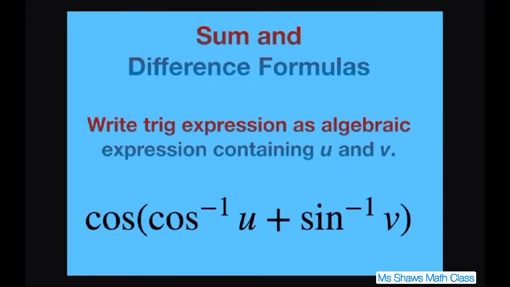Everyone, we're going to write this trig expression as an algebraic expression containing u and v. So we'll get started with our inner part right here and figure out this. This has the form of alpha plus beta. So we're going to be using this formula here once we figure out this.